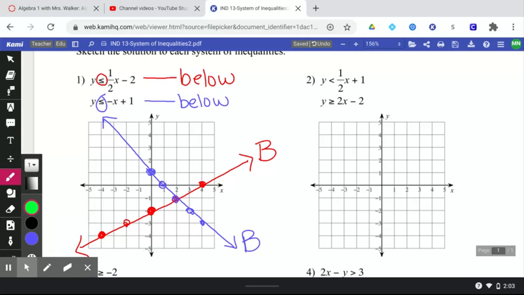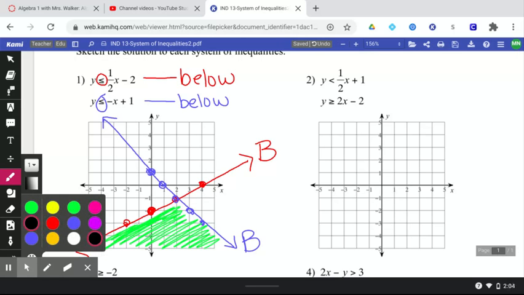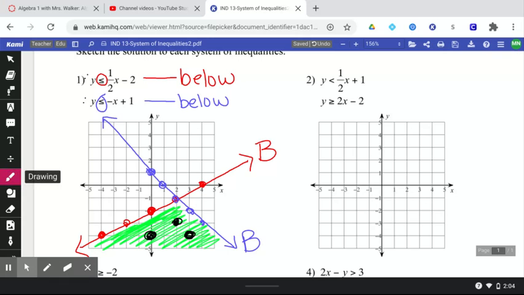right here. And I really wish we had a highlighter tool, but we don't. But this area right here is the area that is below both of those. So any point in this shaded area would be a solution. So like this point, 2, -3, that's a solution. The point here, 0, -4, that's a solution. This 3, -4, that's a solution. They're actually a solution for both of the inequalities, not just one. It's a solution for both of them.